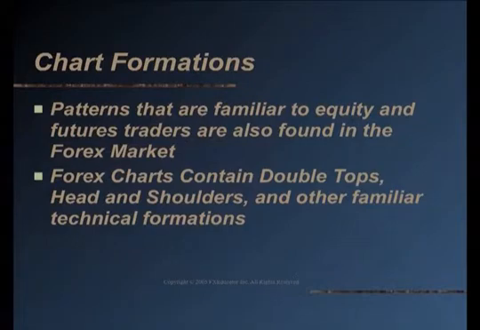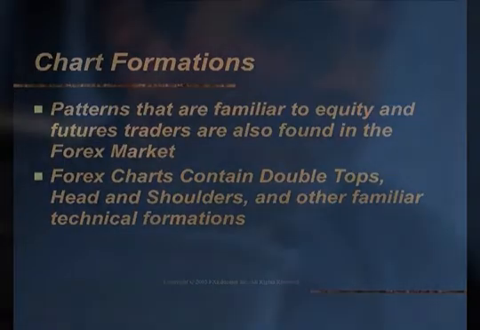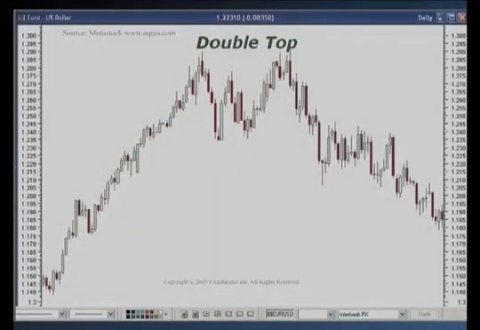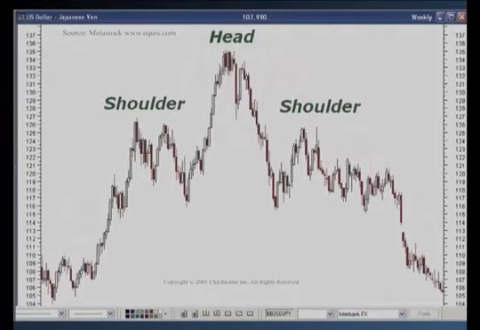Okay, Forex charts contain double tops, head and shoulders formations, other familiar technical formations. In other words, you've seen all this before. The reason the formations are the same in Forex as in other trading vehicles is simple. Those formations are not based on the instrument that is being traded. Those formations are based on human psychology. So, if I see a double top formation, such as in the Euro-US dollar pair, it's very likely to occur. In fact, you see a lot of double tops and double bottoms in that particular pair. In addition to that, head and shoulders formations also occur in the Forex market.